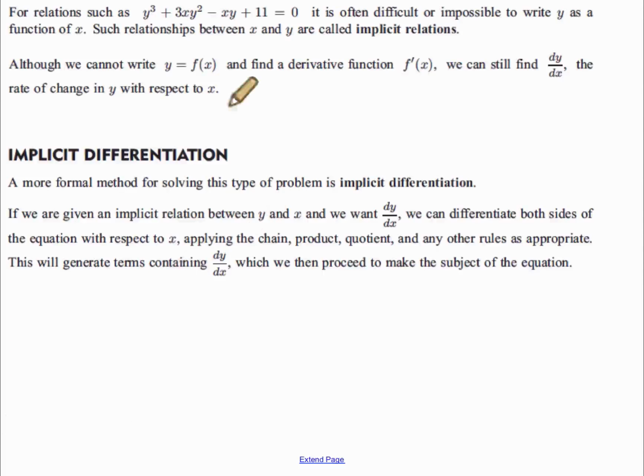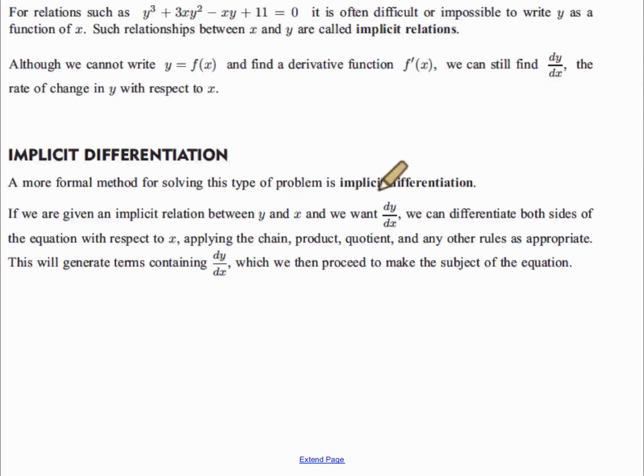Why do we need this? Why do we need to be able to differentiate implicitly? Well, sometimes we cannot solve for y by hand. For example, right here, we can't solve this for y, but we might be interested in its derivative.